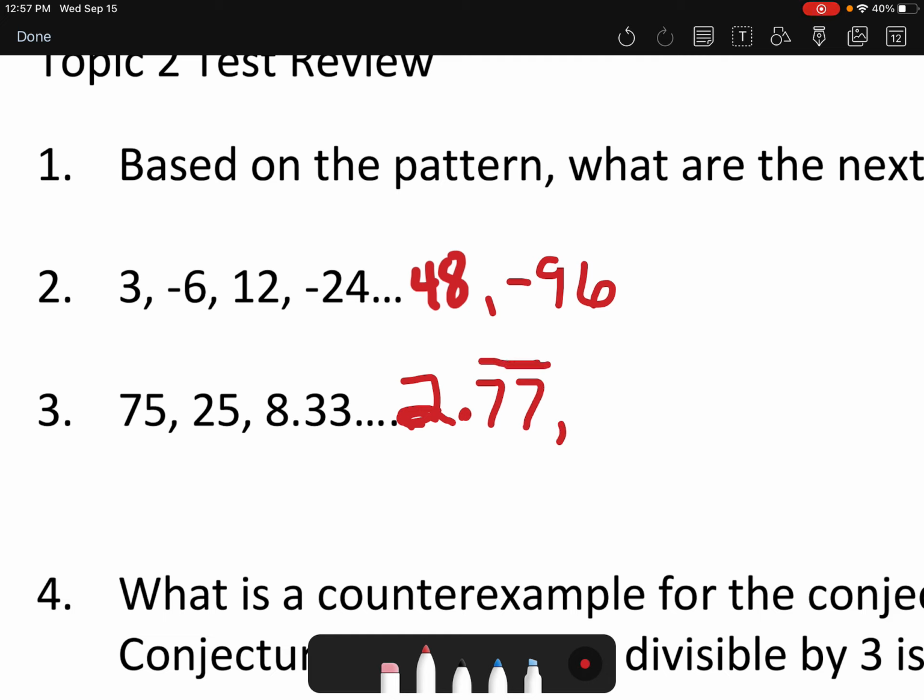Our next one, we divide by 3 again, and we get 0.925 repeating. 925 is what repeats this time, that pattern over and over again. That's 25 over 27. That's the next term that comes in that sequence.